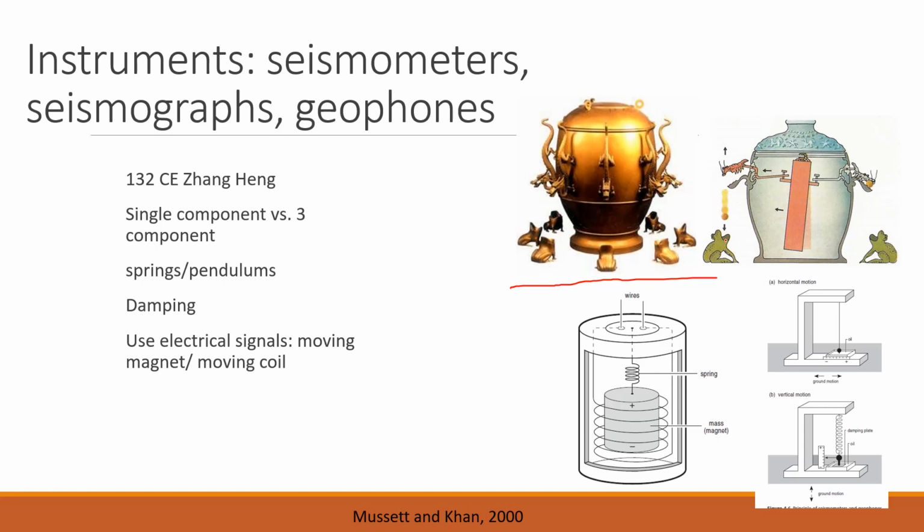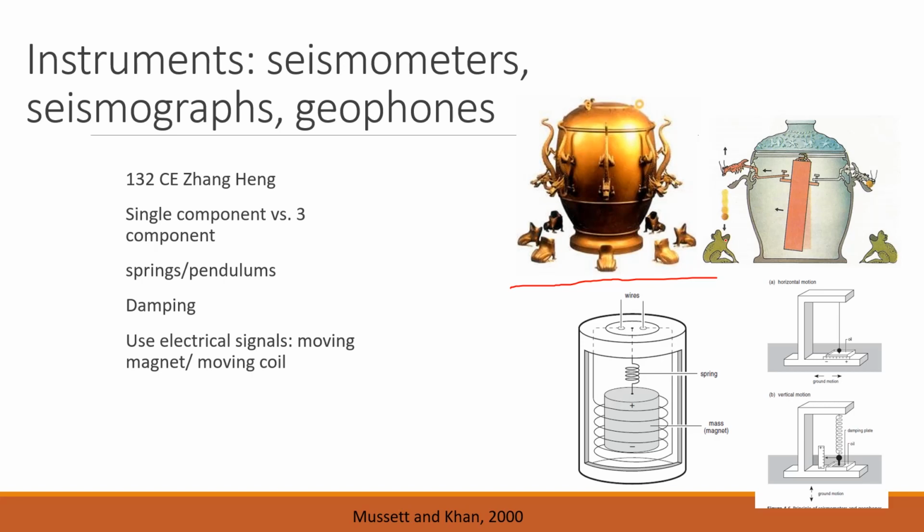So that's pretty impressive. We've come a long way from there. So now we actually can measure how the ground moves. We can record how the ground moves, not just that it moved. So we have what we call single component, meaning we just look at one direction of movement. Those tend to be the vertical direction of movement, so how the ground has moved up and down.